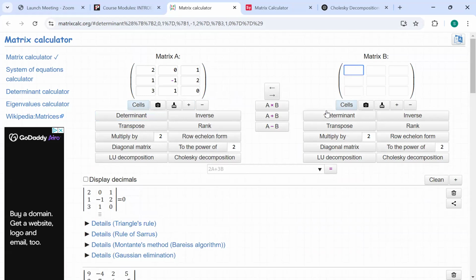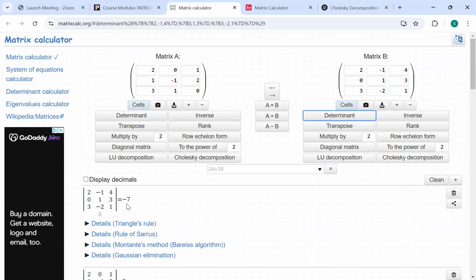Now I'm going to input matrix B next to that, to the right of it. 2, negative 1, 4, 0, 1, 3, and then 3, negative 2, 1. Now for matrix B, let's do the determinant. This is the determinant of that matrix. Turns out to be negative 7.